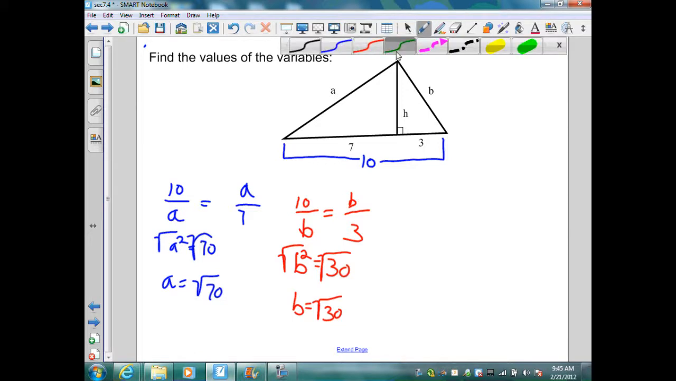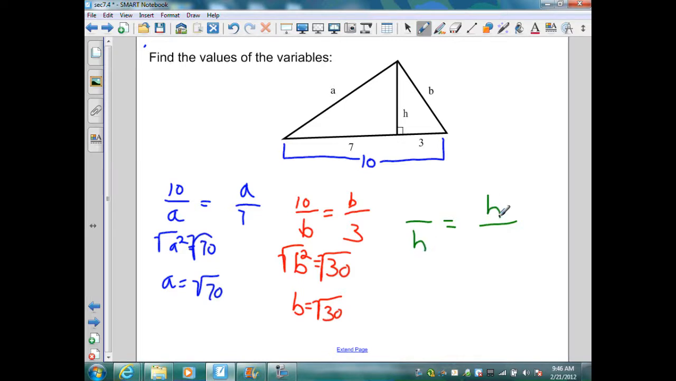And my last segment I need to solve for is my altitude, corollary 1. If an altitude is drawn to the hypotenuse of a right triangle, then that altitude is the geometric mean between the segments of the hypotenuse, here 7 and 3. Cross product, h squared is equal to 21. Take the square root of both sides, and h is equal to the square root of 21. Again, that is simplified.